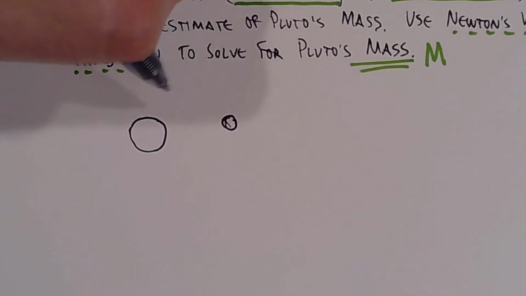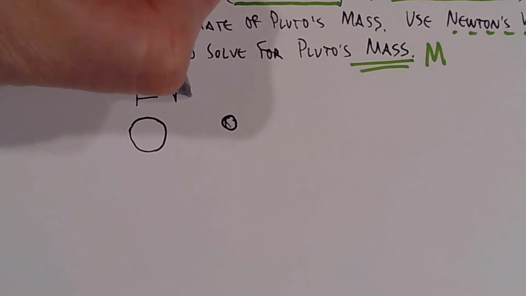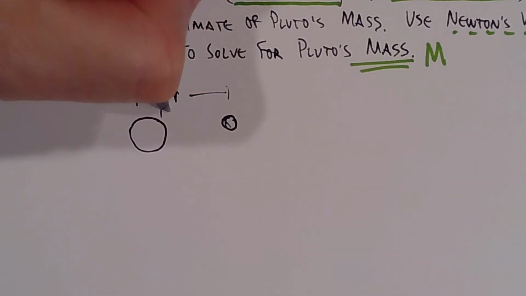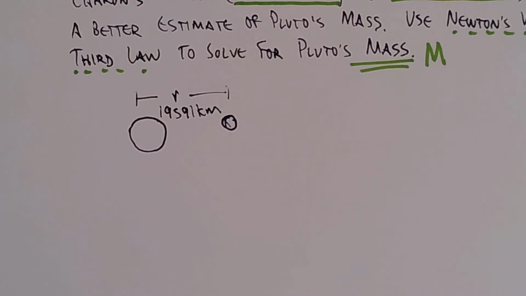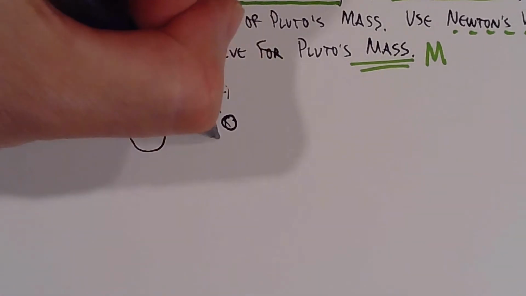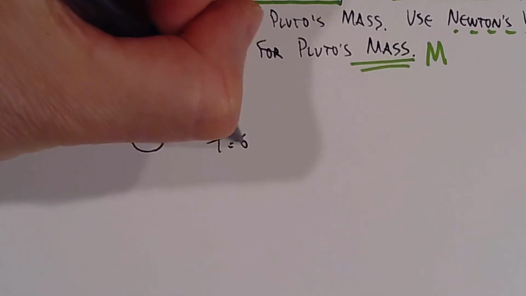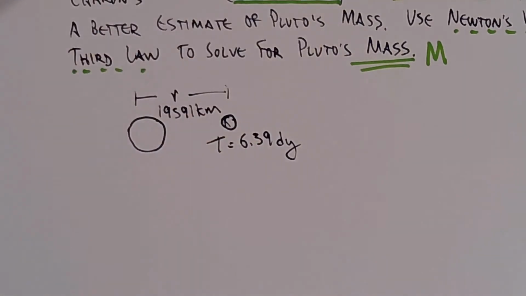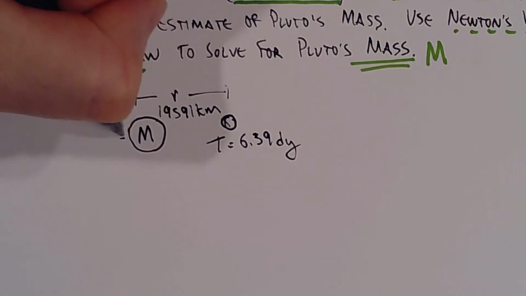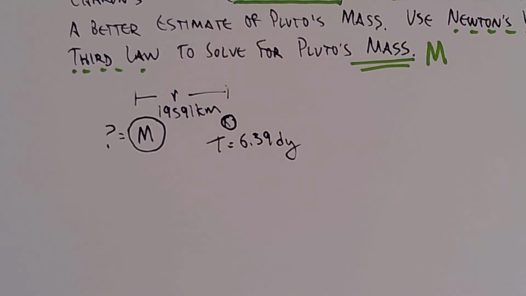All right. So orbital radius, 19,591 kilometers. They did it to us again. Can't use kilometers. 6.39 days. We can't use 6.39 days. So we have to convert both those into SI-friendly units. And we're interested in the mass of Pluto. All right.